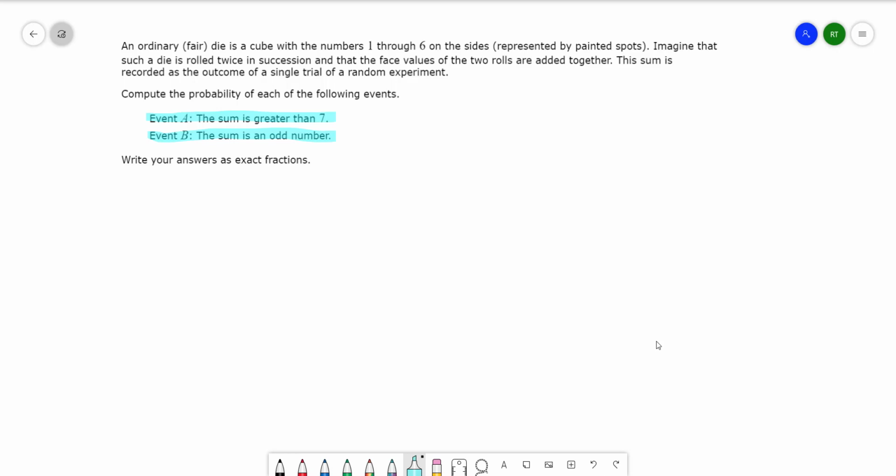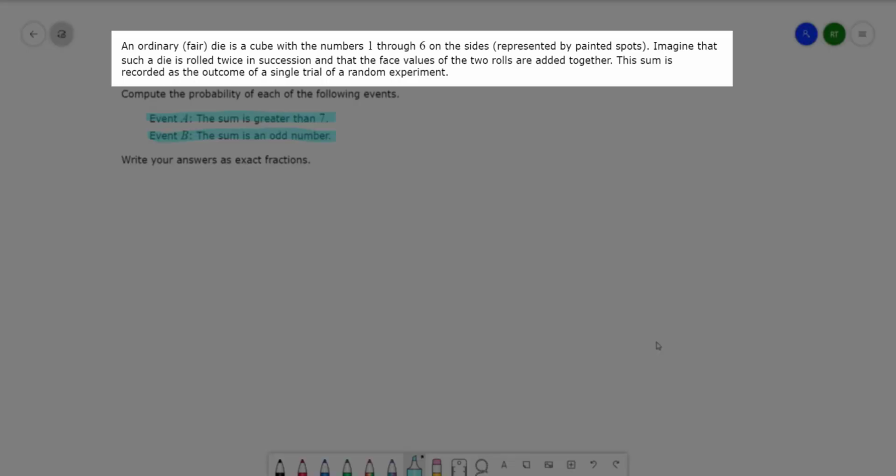So in the problem up here, if I look at the paragraph, it says an ordinary die is a cube with numbers 1 through 6. So you might be more familiar with the word dice. Dice usually implies more than one. So if it's only one die, it's a die. And if it's more than one, we call it dice.